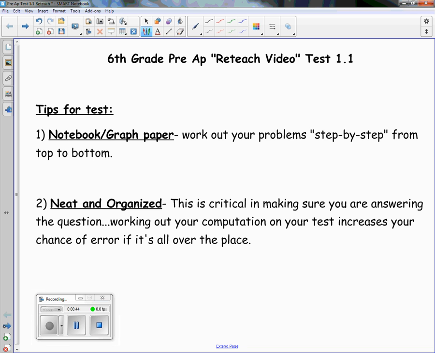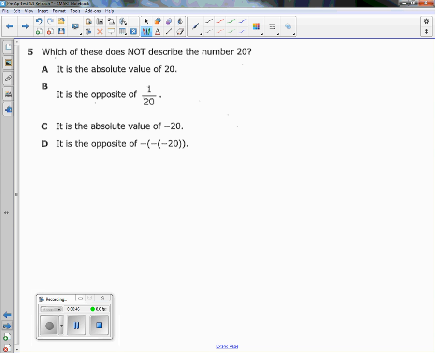So let's start with number 5. It says, which of these does not describe the number 20? So does not, that means that we're basically trying to find the answer that is false. So let's just go through it and figure them all out and see which ones will equal 20 and which one will not. So answer choice A, it's the absolute value of 20.